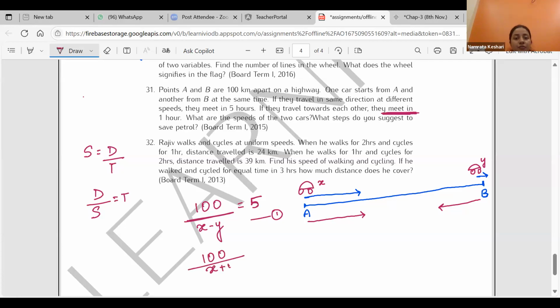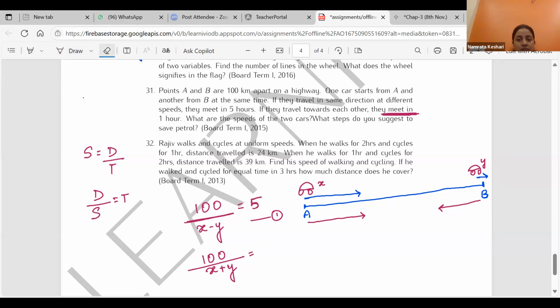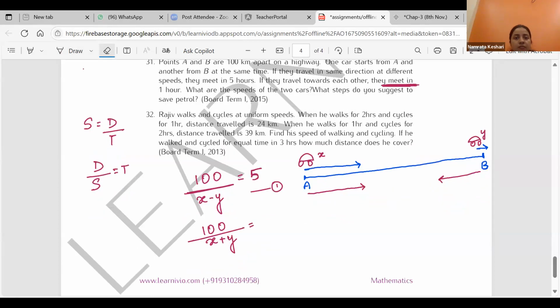Ma'am, we don't know the distance where they meet, right? So how will we put the equation? They are covering the total distance. Okay, the total distance we are taking in between them. Originally what was the distance between both of them?